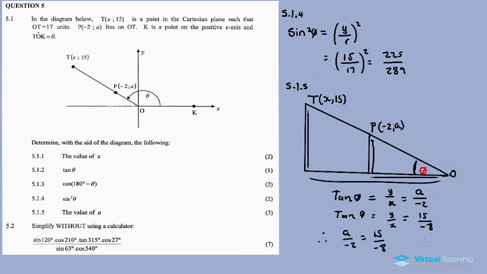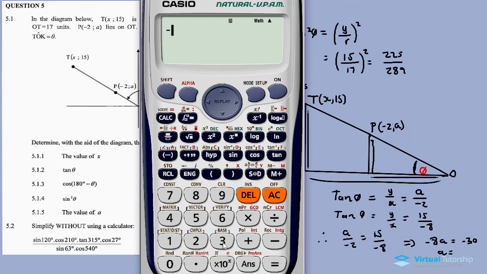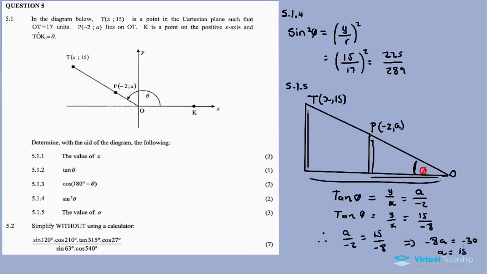Then we cross multiply. So 8A is equal to 2 times 15, which is 30. So A is equal to 30 divided by 8, which is equal to 15 over 4. So our answer is 15 over 4. 15 over 4 is our final answer. This is the value for A.